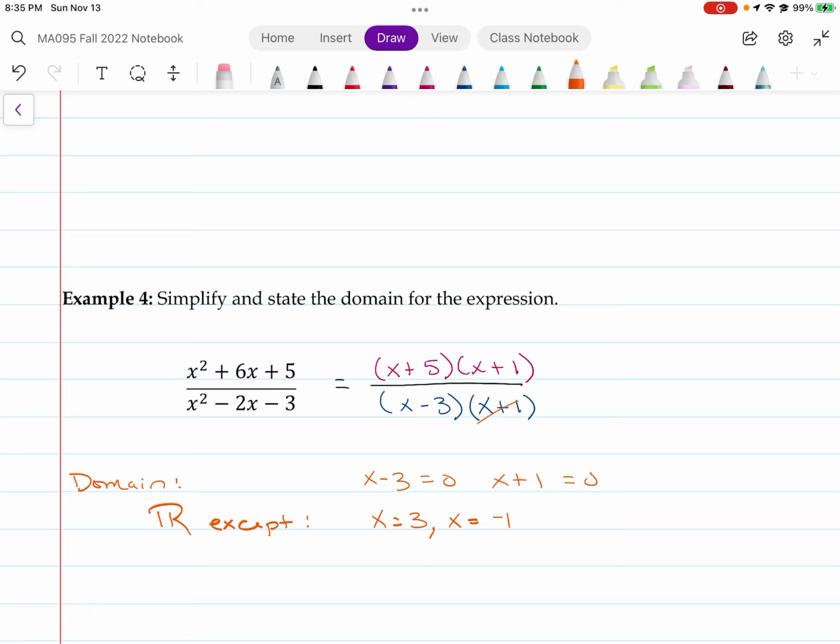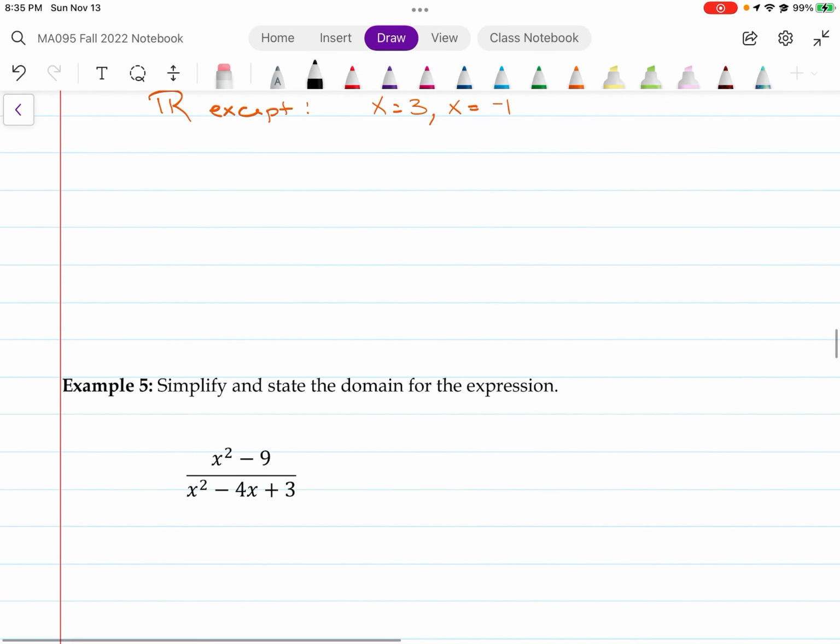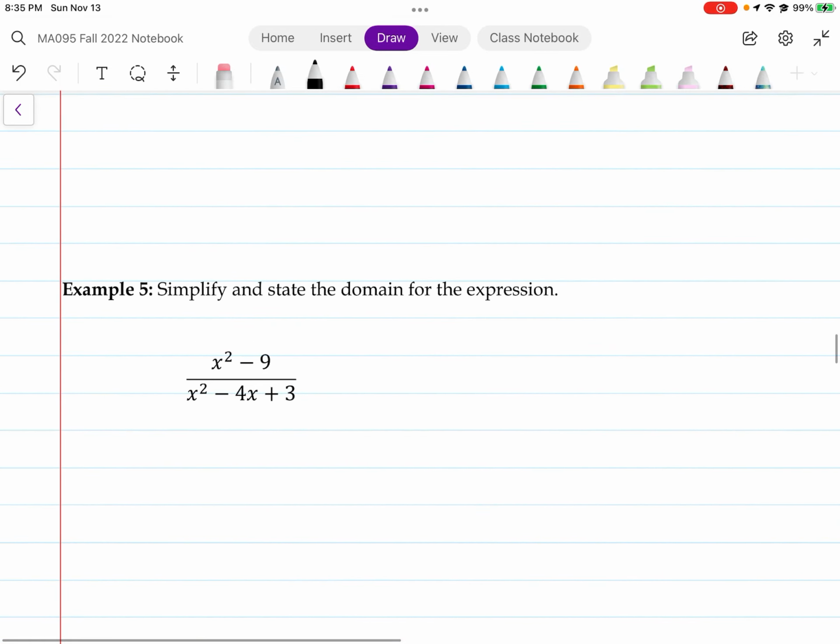All right, so now x plus 1 is going to cancel, and we're going to get x plus 5 and x minus 3 on the bottom. So there's our simplified version of that. All right. So let's simplify and state the domain for this one. Pause the video, practice factoring, and give it a try.